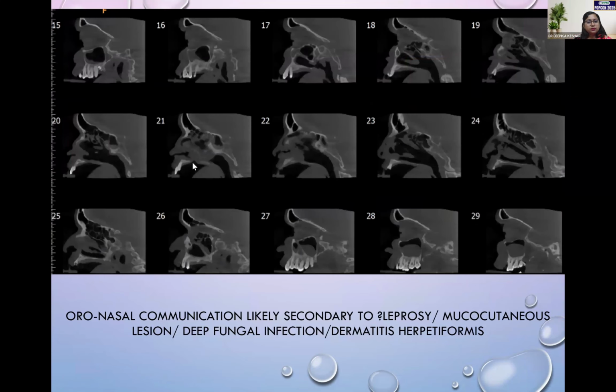Also, you can see here, this is the defect. So it is oronasal communication, likely secondary to either leprosy or mucocutaneous lesion, might also be a deep fungal infection or dermatitis herpetiformis.